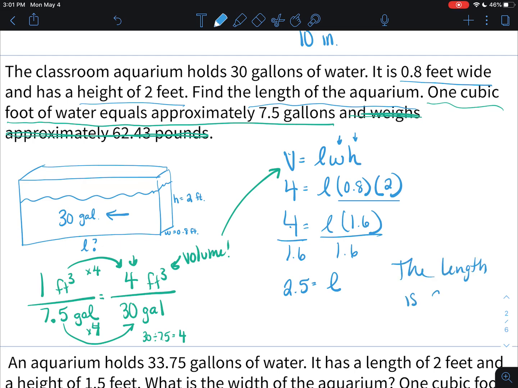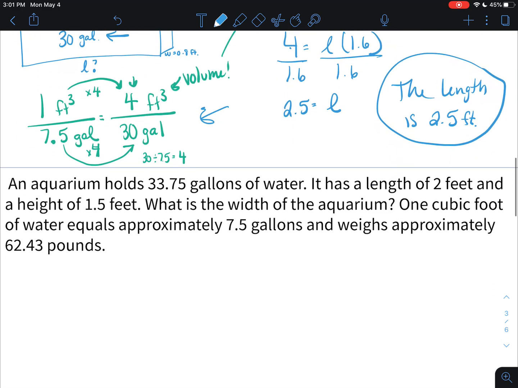So the length is 2.5, and I'm talking about feet. 2.5 feet, and there you go. Okay, the hardest part is honestly going to be that conversion between gallons and cubic feet. But just set it up, try to figure out what to multiply by, and you should be okay.